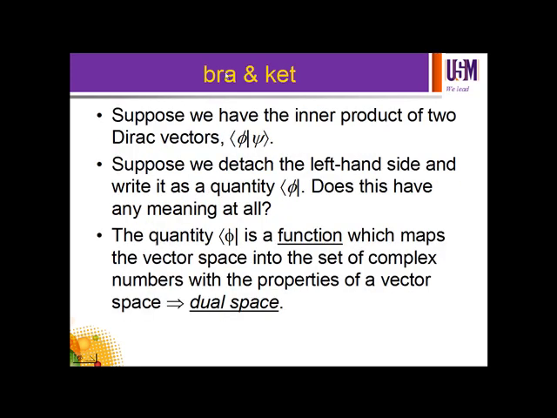And again, we recall the use of bra and ket. I think we have always used this term previously. Suppose we have the inner product of two Dirac vectors, phi and psi, like this. Suppose we detach the left hand side, as a quantity bra phi. Does this have any meaning at all?